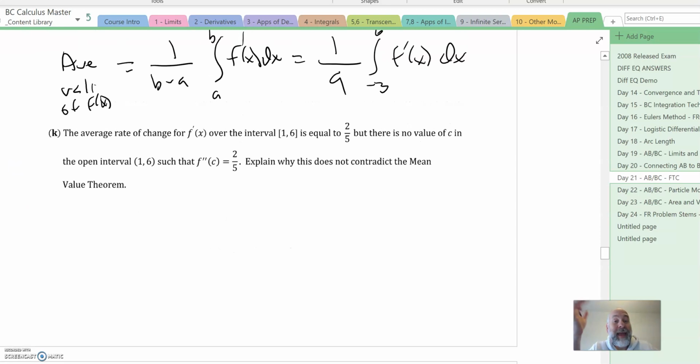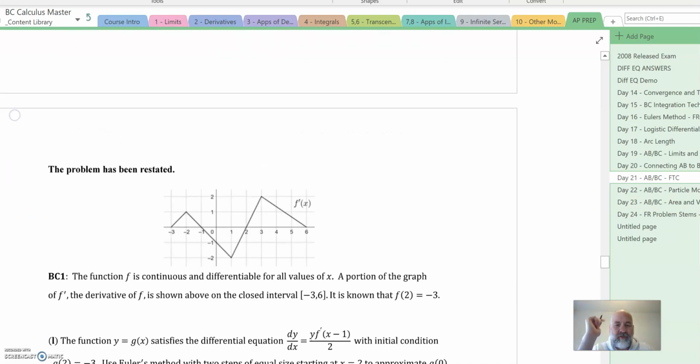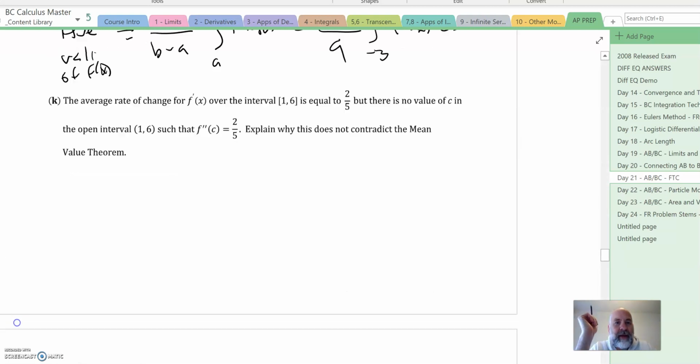Now this is talking about the average rate of change, and that's the big thing. Average value of a function, mean value theorem for integrals. Average rate of change, that's mean value theorem. They said that's equal to 2/5. That's because that's the slope of that line from 1 to 6. The slope is 2/5. So the average rate of change is just the slope from beginning to end.